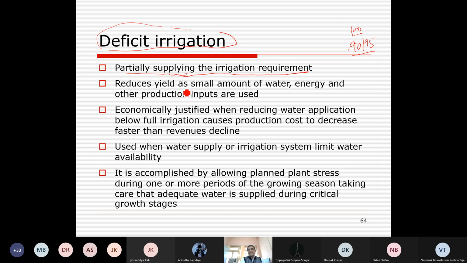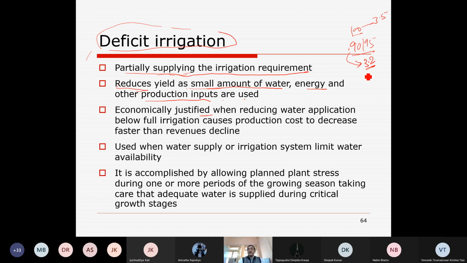This reduces yield a little bit, as a small amount of water, energy and other production inputs are used. So simply less water reduces yield a little bit. However, it is economically justified. It is not like in 100% irrigation, suppose production is 3.5 ton. Here in deficit irrigation, we cannot compromise to get yield or production less than even 3.2 ton.